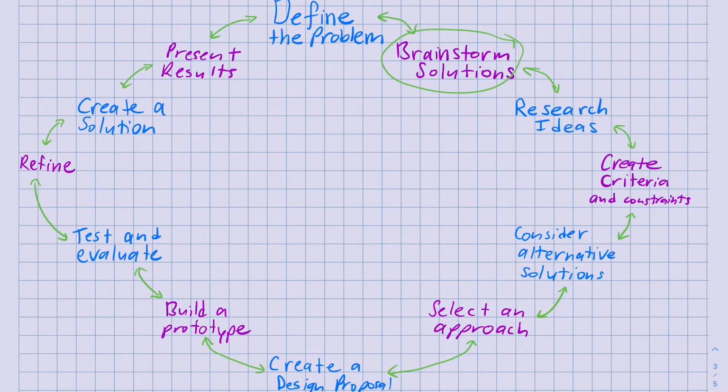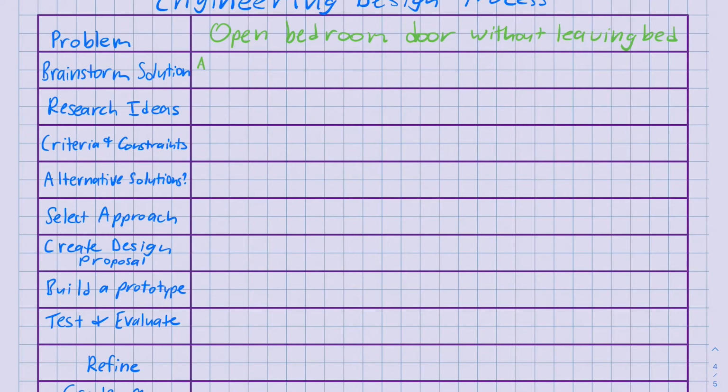So let's think about this. What are some solutions that we could have? Well, the first obvious one is to just leave the door open overnight. My dog can come in and out as she pleases, and I don't have to get up to open the door. What's some other solutions though? Well, we can make a giant grab arm that opens the door. That's a solution. What else?